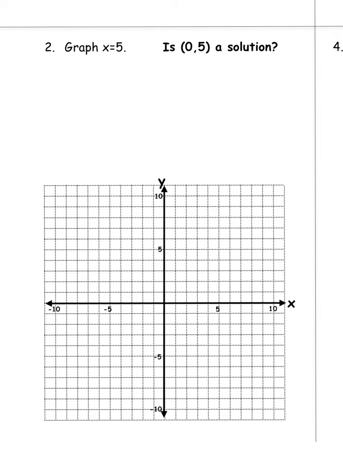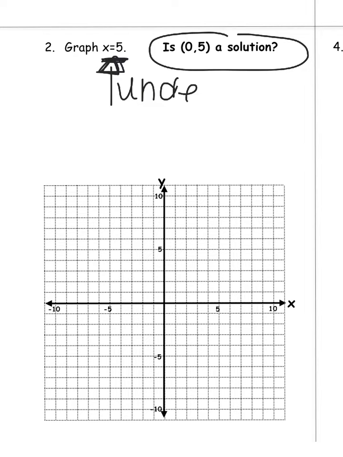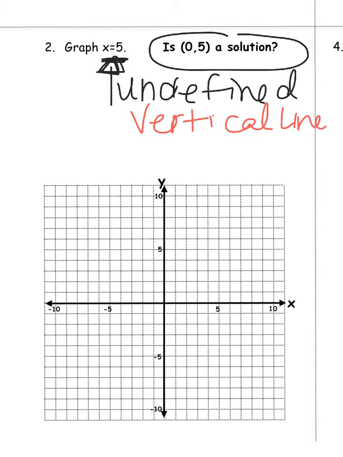Next up, it says graph the line x equals 5. Is 0, 5 a solution? So this is the second part. The first part is we got to graph this line. What kind of line is this? X equals 5. There's no y. So when there's no y, it's going to be an undefined slope, which is going to be a vertical line. We're going to start over on the x-axis because it says x equals 5. We start at the x-axis at positive 5, and you're going to draw yourself a vertical line through positive 5.